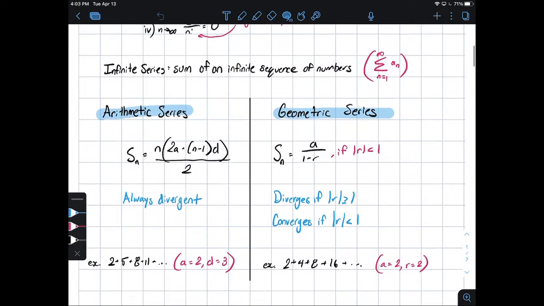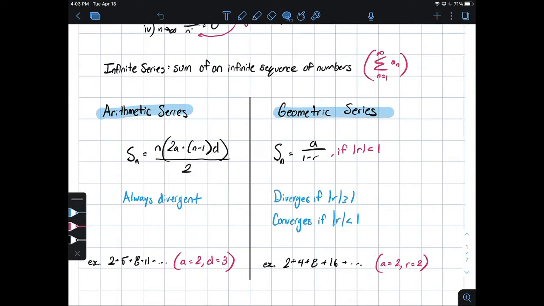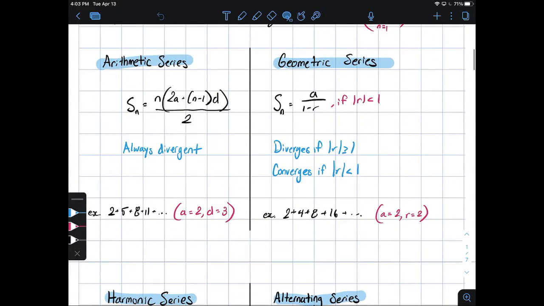So we have an arithmetic series, and the sum's right there. And these are always divergent. An example is 2 plus 5 plus 8 plus 11. For each number, we're adding 3. As you see, a equals 2, that's our starting value, and d equals 3, that is our increment.